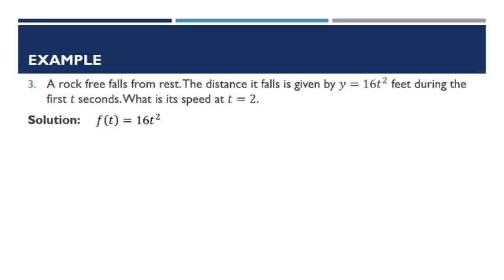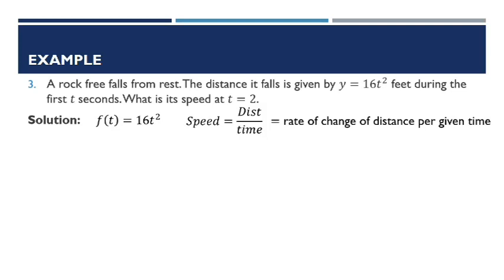So solution, the distance is given by the function f of t, where it is equal to 16t squared. So f of t is equal to 16t squared is the distance. Speed is equal to distance over time, which is equal to the rate of change of the distance per given time. So nag-change yung distance per given time. So speed is equal to f prime of t, which is the derivative of the distance with respect to time. So it is equal to the limit of f of t plus h minus f of t over h. So ito yung difference quotient.